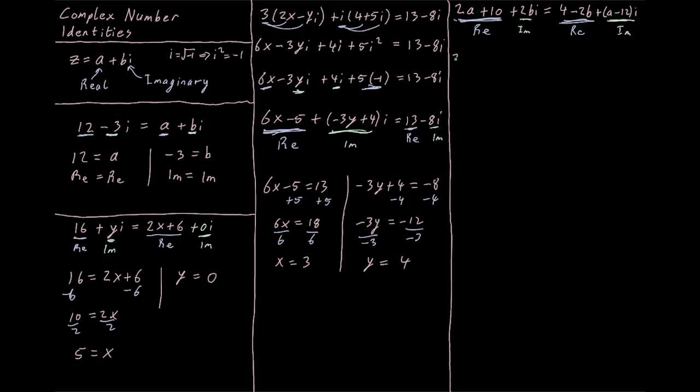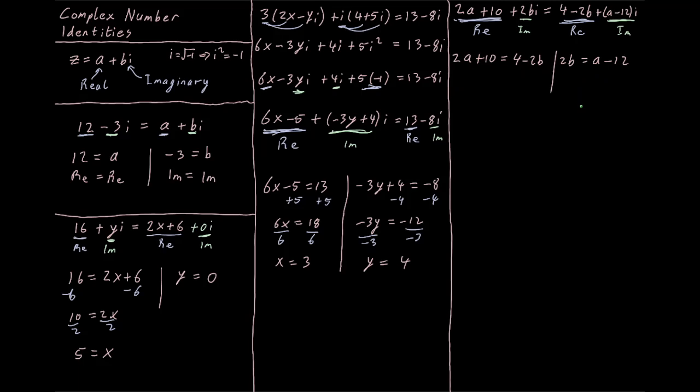We end up with 2a plus 10 is equal to 4 minus 2b, and we end up with 2b, the imaginary part there, is equal to the imaginary part here, a minus 12. But these equations I can't solve by themselves. So I have two equations and I have two unknowns. I have two equations involving a and b, and I have two unknowns, a and b.